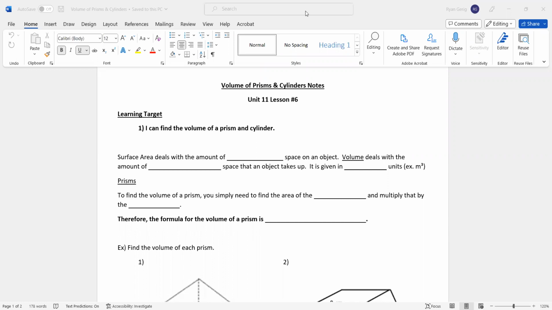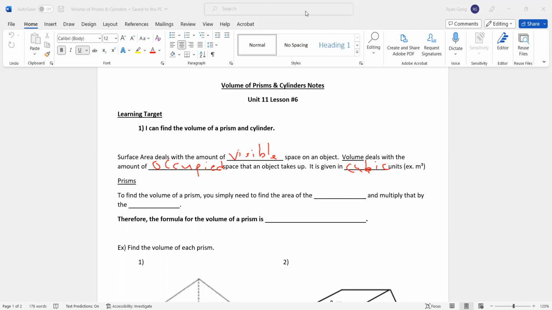All right, so what's the difference? Surface area deals, or dealt, with the amount of visible space on an object. Think wrapping a gift, right? Wrap around the outside. Volume deals with the amount of occupied space, right, so how much space it takes up. It is given in cubic units because you're dealing with 3 dimensions.